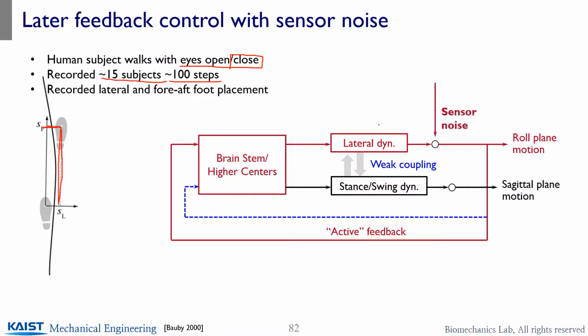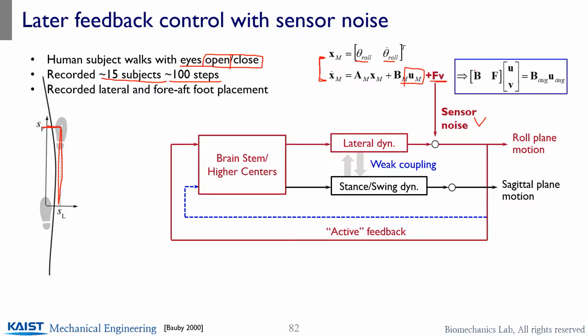The sensory perturbation for the model is implemented by adding sensor noise to the feedback loop. The feedback loop is for the roll directional state variables, theta roll and theta dot roll. Not only do we have the pelvic joint torque, we also have sensory noise on it, so you have an augmented input term.